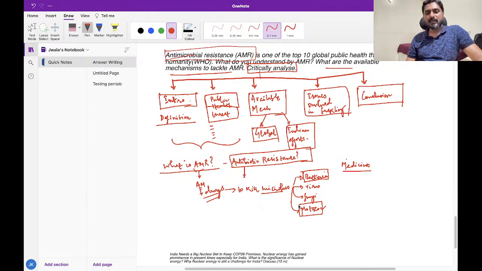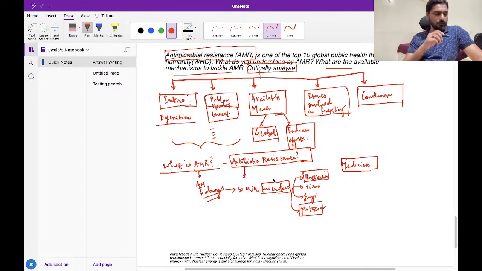We have developed medicines to kill these microbes, but what is also happening is that these microbes are evolving and becoming resistant to these medicines, and this phenomenon is referred to as antimicrobial resistance. I hope this is clear. So antimicrobial resistance means that the microbes are becoming resistant to the antimicrobials, the drugs that have been developed to kill them. So why is this a concern?